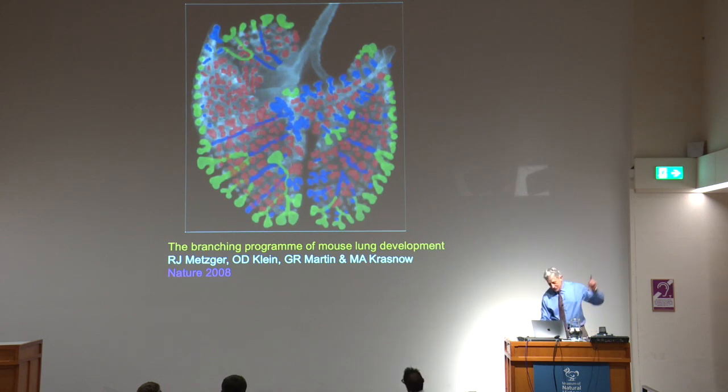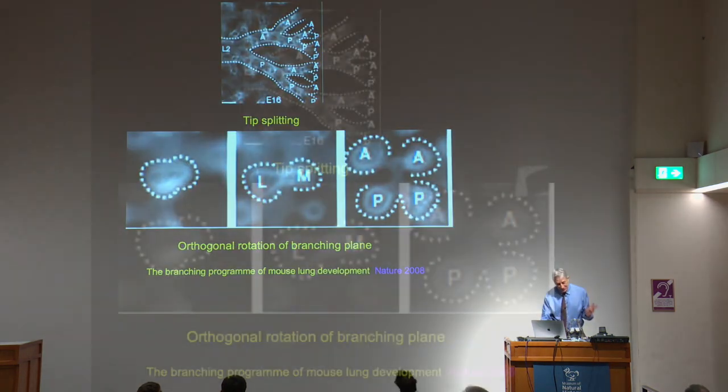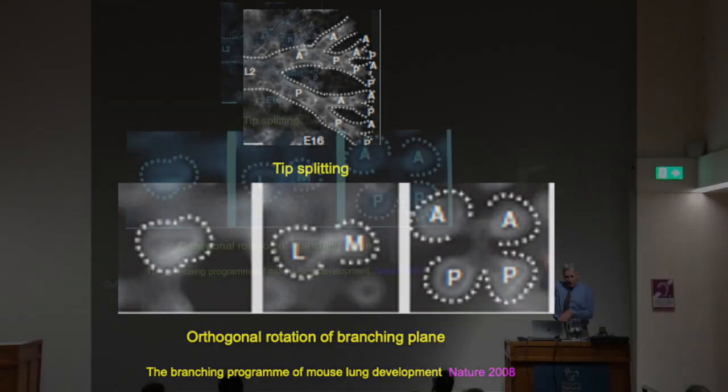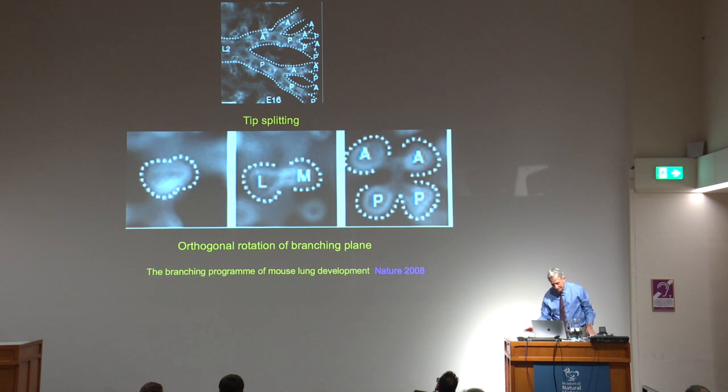I won't have a chance to do the blue or the red, but I do want to address myself to the green, to the tip splitting. Here's tip splitting. Here, by the way, is orthogonal rotation of the branching plane. The first bifurcation in the anatomical sense is in the lateral-medial plane, and then the next one is in the anterior-posterior plane. So they have this beautiful documentation of these forms of branching in the lung.